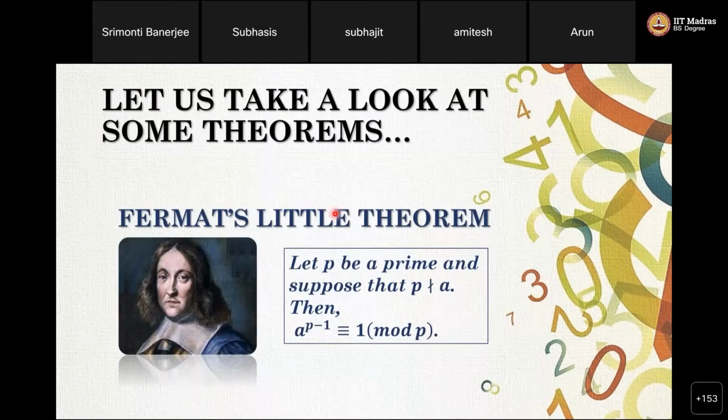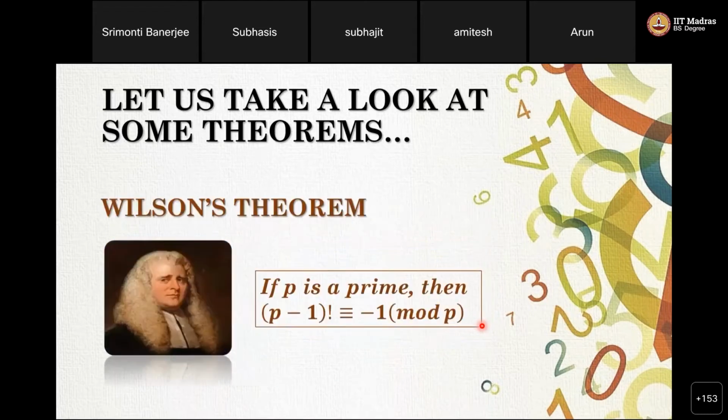So first we have Fermat's little theorem, which is a very important theorem out here. So it says that let p be a prime, and suppose that p does not divide a, but a is an integer. Then we get a power p minus 1 congruent to 1 mod p. Moving over, we have another theorem, Wilson's theorem, which says that if p is a prime, then p minus 1 factorial is congruent to minus 1 mod p.